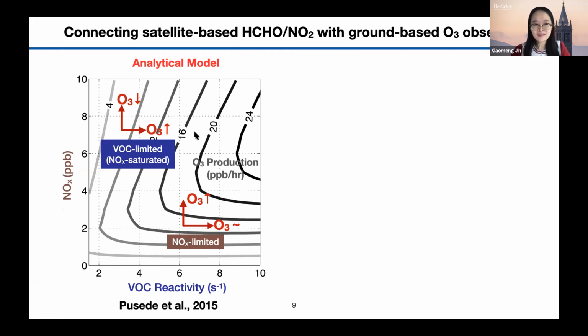This kind of isopleth is generally derived from analytical models based on theory. So we want to know if we can also mimic similar patterns using real-world observations.